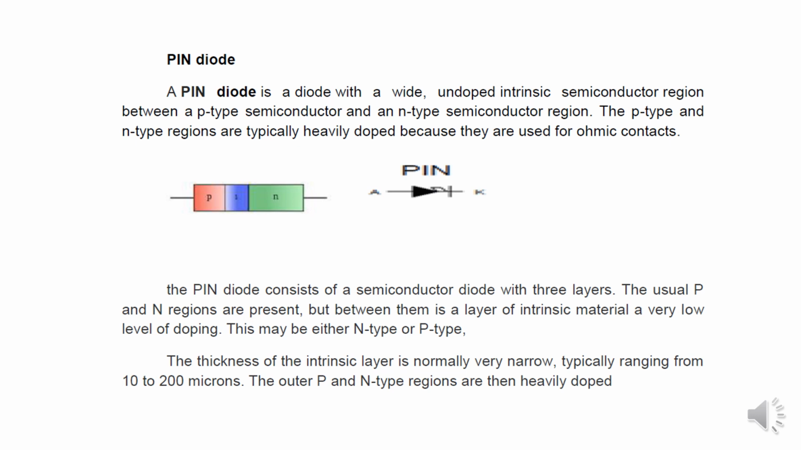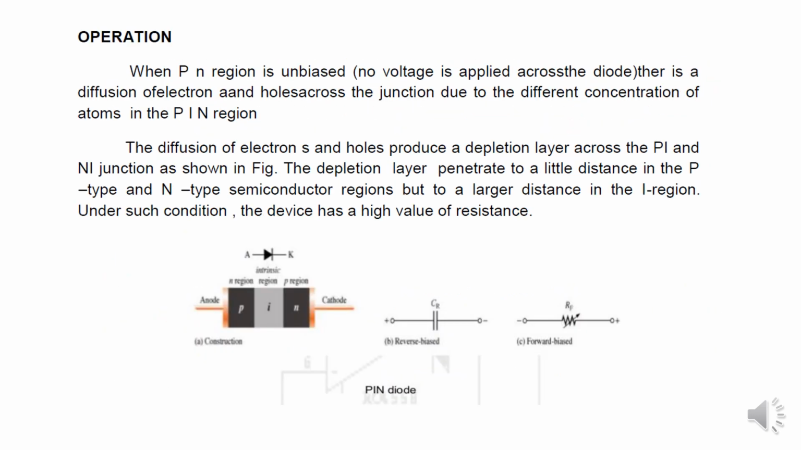Now for the operation of this pin diode. When the p and n regions are unbiased and no voltage is applied, there is a diffusion of electrons and holes across the junction due to the different concentration of atoms in the pin region, and the diffusion of electrons and holes produces a depletion region across the p-i and n-i junctions, as shown in this figure. The depletion layer penetrates a little distance into the p-type and n-type semiconductor region, but a large distance into the intrinsic region.